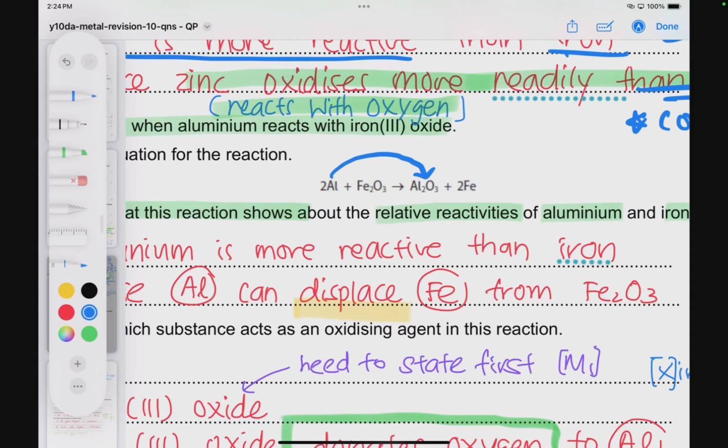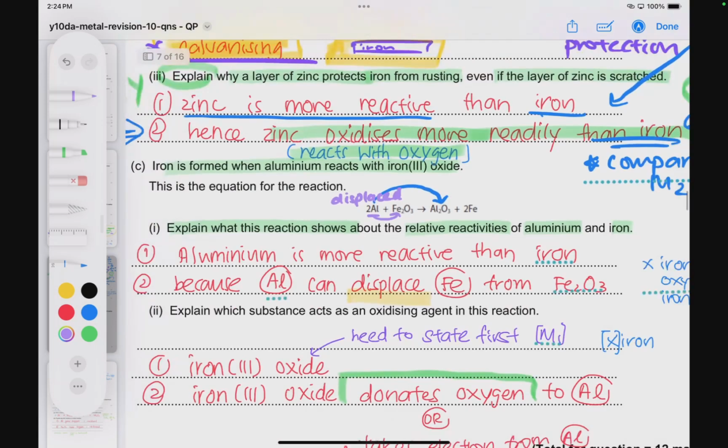And why is this possible? It is because aluminium has the ability to displace, the word is displace, iron 3 from the iron oxide. Okay, so how do we answer this question? Aluminium is more reactive than iron, so aluminium can displace iron from Fe2O3.